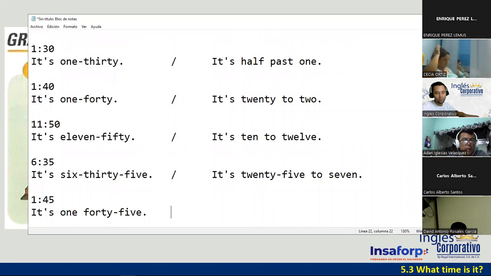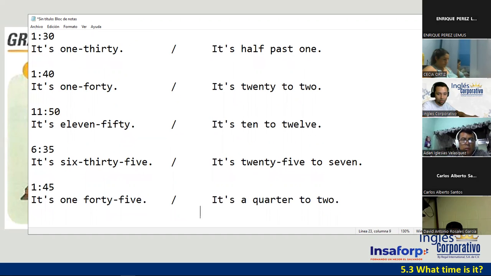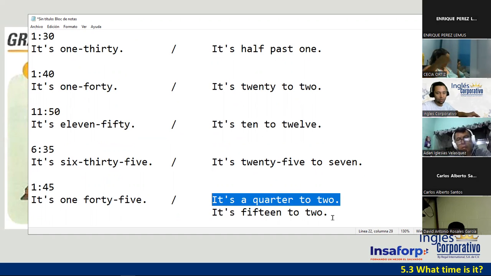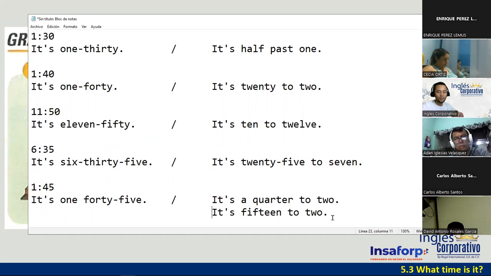O decimos, it's 1:45. Alternativamente, también es válido decir, it's 2:15. Un 15 para las 2, o es un cuarto para las 2. It's 1:45. Aunque la primera es mucho más común. Es más común utilizar a quarter en este caso. It's 1:45. Okay.